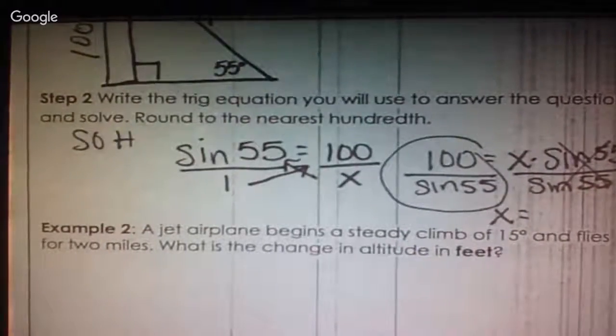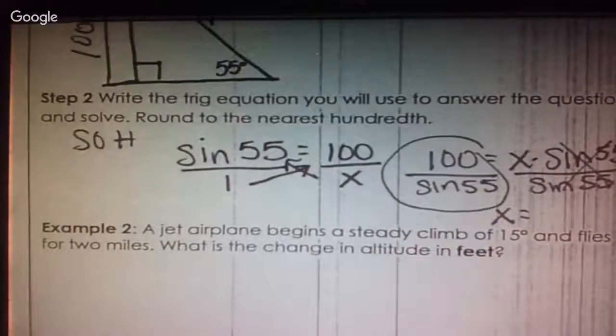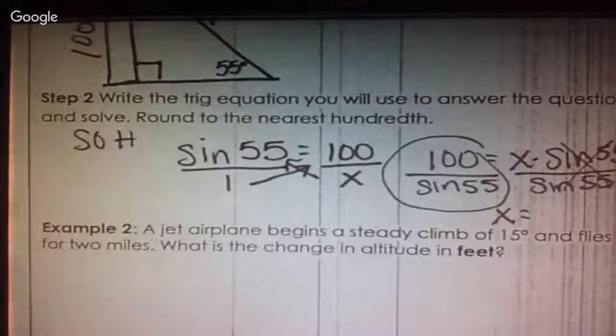Please make sure that your mode has not changed from degree to radian. So check your mode in your calculator before you plug this in. Please, please, pretty please. 81.92. I got 122. Check your mode. Is your mode in degree? I'm in degree.